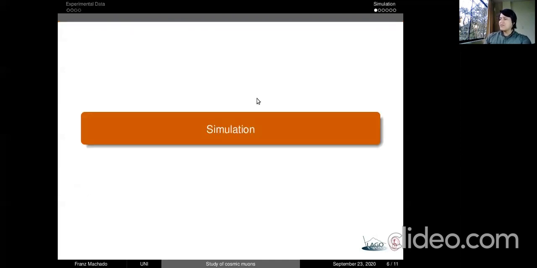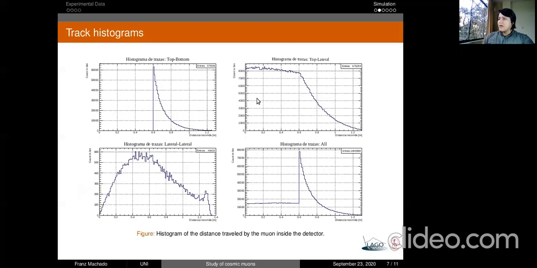The next part is simulation. In this part, we simulate a detector of 60 centimeters of height. And we found that the histogram of the distance traveled by the muon inside the detector for all the muons has a peak that is dominated by the vertical muons. In this case, this is the histogram for only vertical muons. So we can see that the histogram for all muons is dominated by vertical muons.